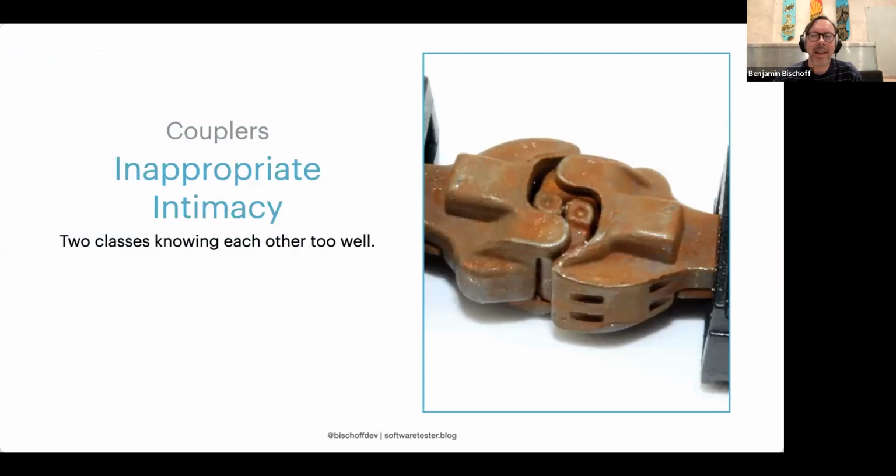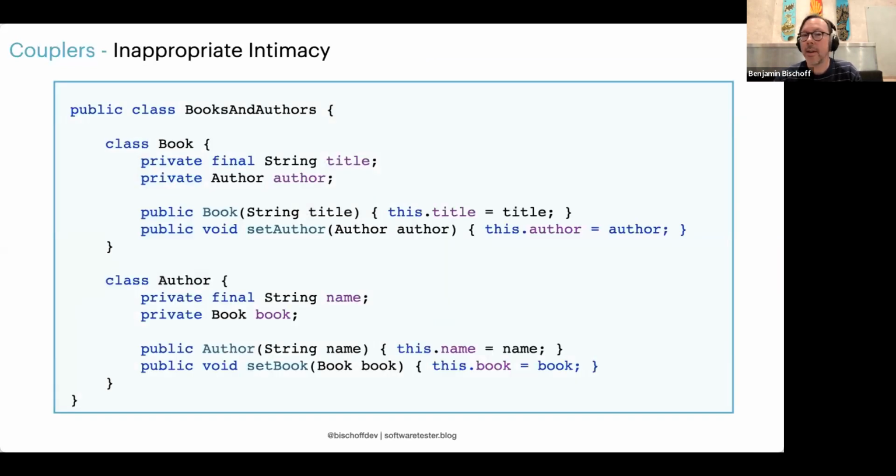I really like this name for this code smell. It's called Inappropriate Intimacy. It's two classes that know each other too well. Like here in this books and authors example. You have a book, and the book has an author. You see it here. The book knows its author, but also the author knows its book, which is totally unnecessary in this case. But I have seen those cross relationships come up again and again.